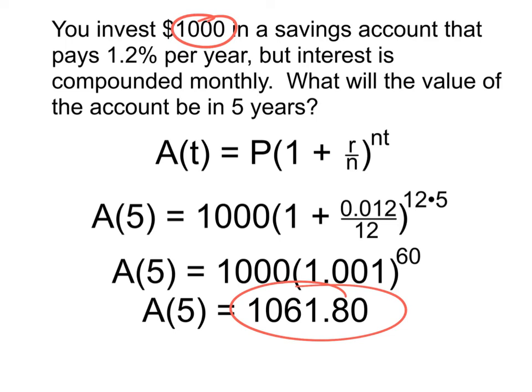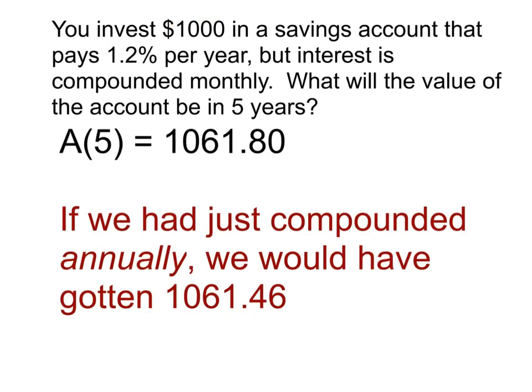Well, what if I took the same information and went back to the very first equation we did and compounded annually instead? If we had done it that way instead, we would have ended up with $1,061.46. So by compounding monthly, yes, we did end up getting more. Because you see, instead of 46 cents, we got 80 cents. We got a whole 34 cents extra. Now, that's not a whole lot in the case of the savings account, but it is more.